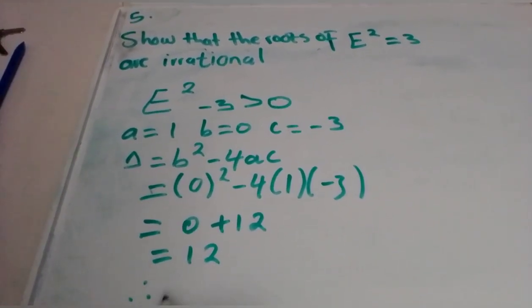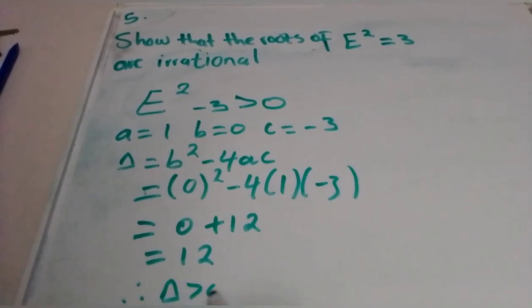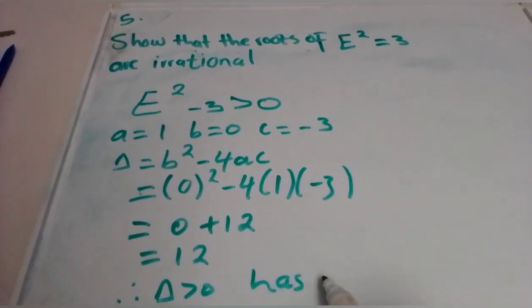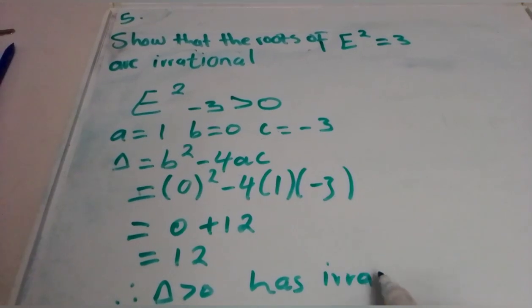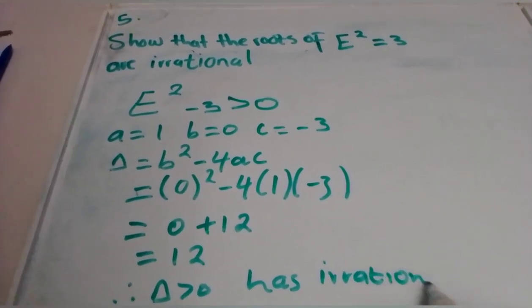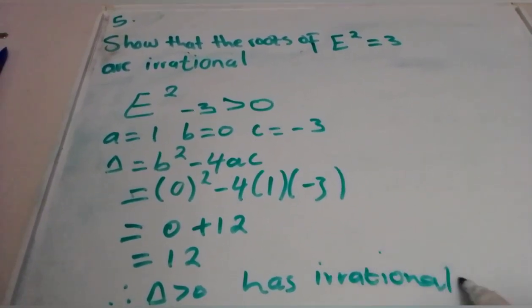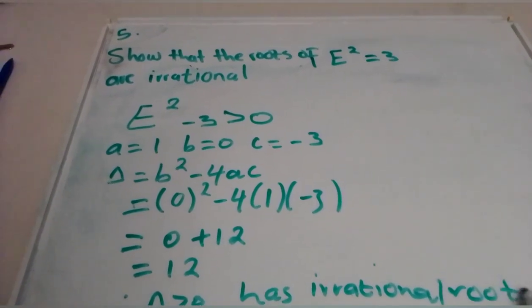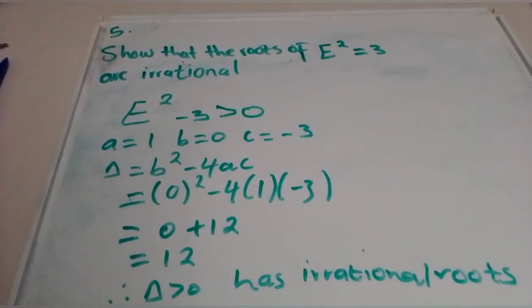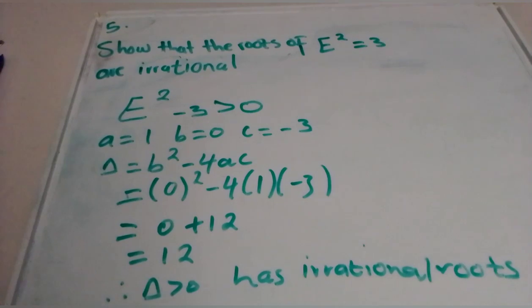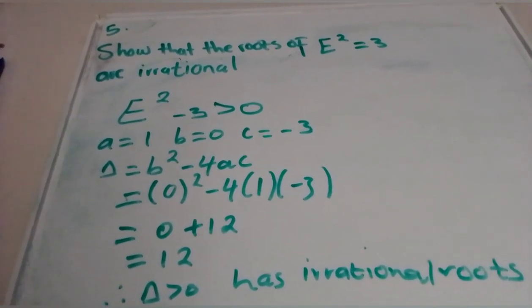So it is the conclusion part here. When you conclude, we conclude based on what they asked us. So delta greater than 0 has irrational roots. So all the time you need to know that you conclude based on what they asked you. Okay, so I'm glad that you get it.